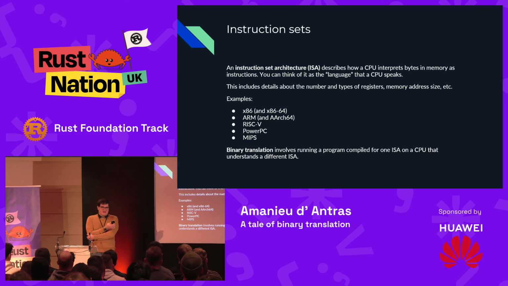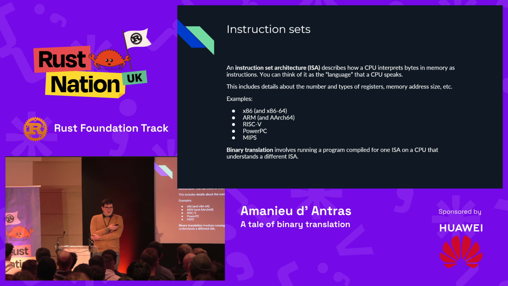An instruction set architecture is basically the language that a CPU speaks. It describes how bytes are interpreted as instructions and basically tells the CPU what to do. The instruction set architecture also includes details about how many registers the architecture has, how big the address space is, etc. You may have heard of some of these: ARM, x86, PowerPC, RISC-V, MIPS.